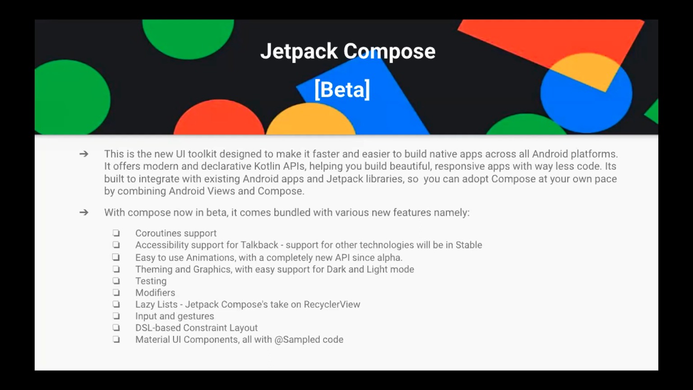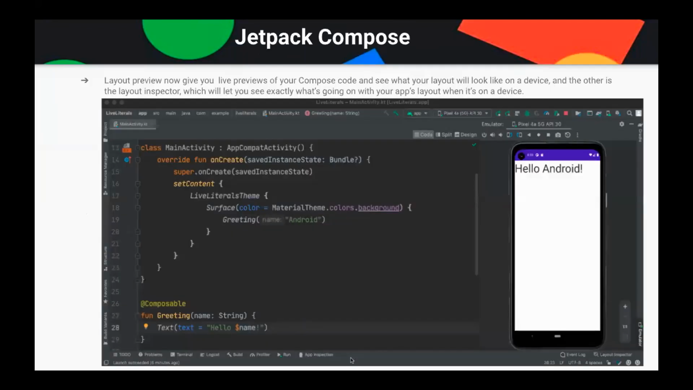coming bundled with a few features. Now we have coroutine support, accessibility support for Talkback, easy use of animations with a completely new API since the alpha release. We have now theming and graphics with easy support for dark and light mode features, easier testing, modifiers, lazy lists to take on recycler view, ways for inputs and gestures, domain specific language based constraint layout. Then we have material UI components, all with sample code, as I'll show you.